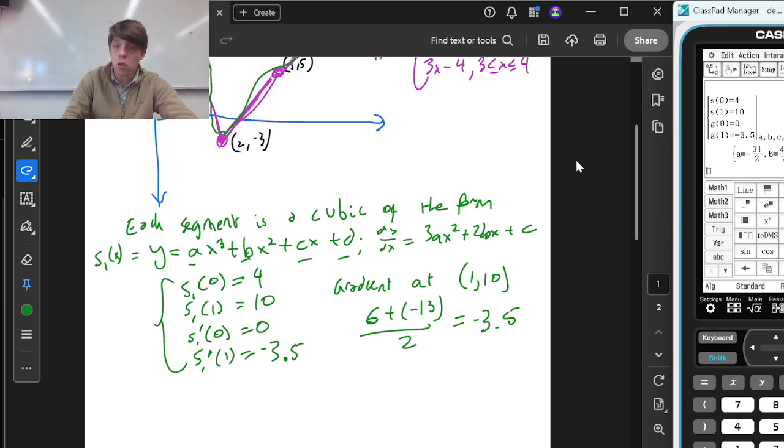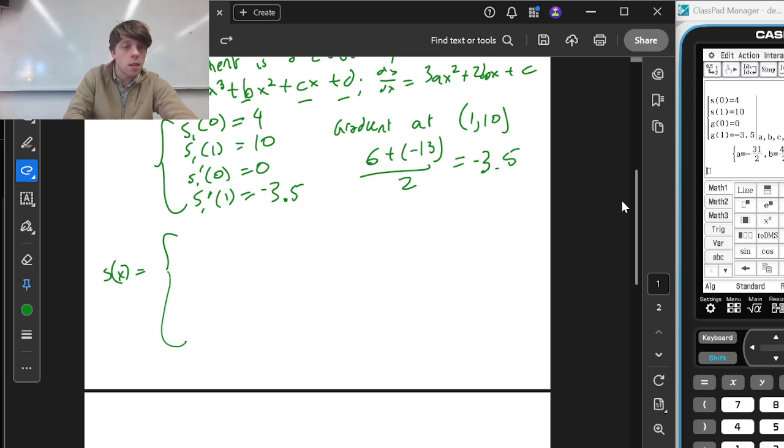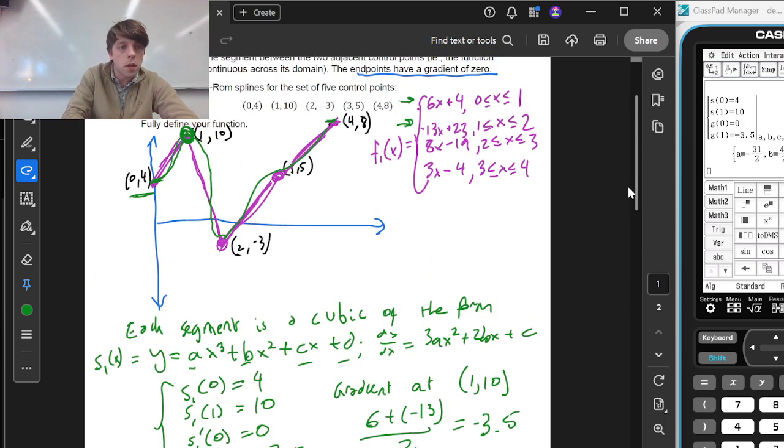So we've now created our first spline, and I'm going to put this in as my overall function S(x). The function S(x), which is the spline of this graph, now has the equation negative 31 over 2 x cubed plus 43 over 2 x squared, 0 is the component for x, and then plus 4, and this spline is defined from x equals 0 up to x equals 1. Let's do another one. So that's the first spline, getting to here.